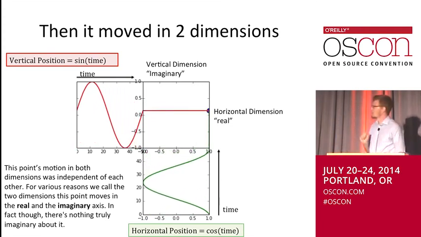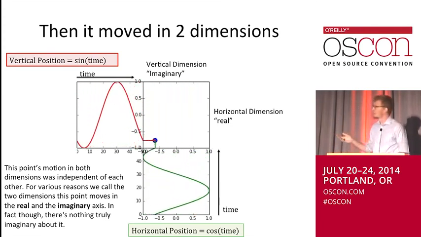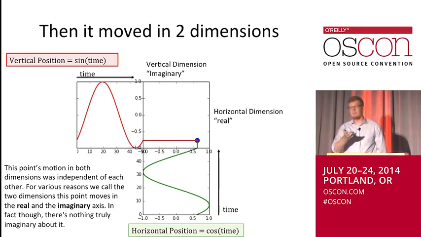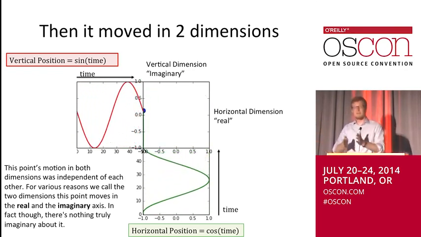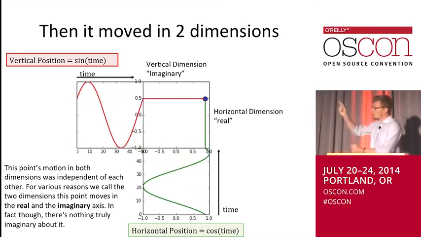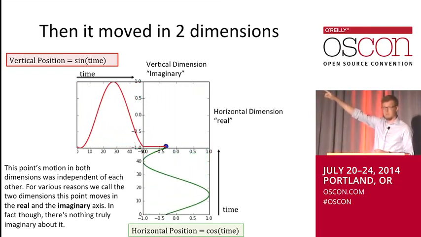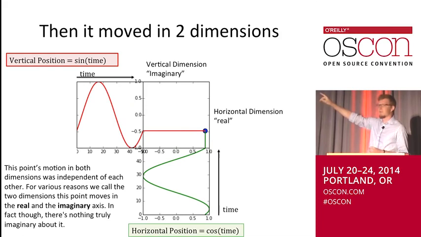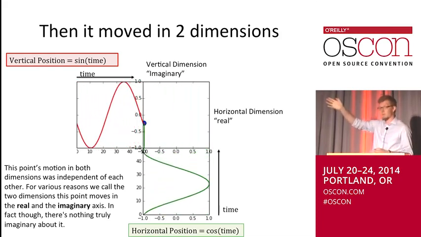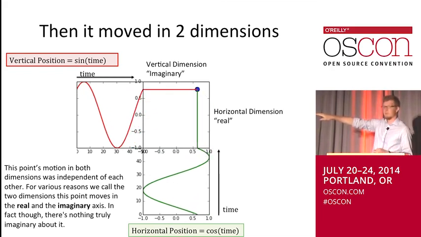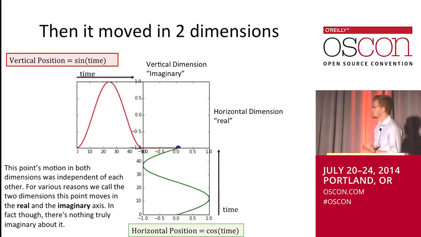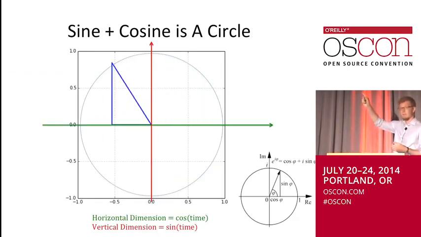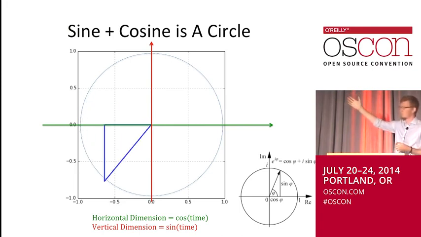No, it wanted to move in two dimensions. But these two dimensions are independent. So just like the previous slide, this point, which is moving in two dimensions, is oscillating back and forth on the horizontal dimension, but is also oscillating up and down on the vertical dimension. So the vertical position is described by the sine function, and the horizontal position is described by the cosine function. As you can see in red, I'm drawing out the sine function over time, the vertical position, and the cosine function is drawing out the horizontal position in green. So the takeaway from that is that the sine and cosine give you a circular motion.